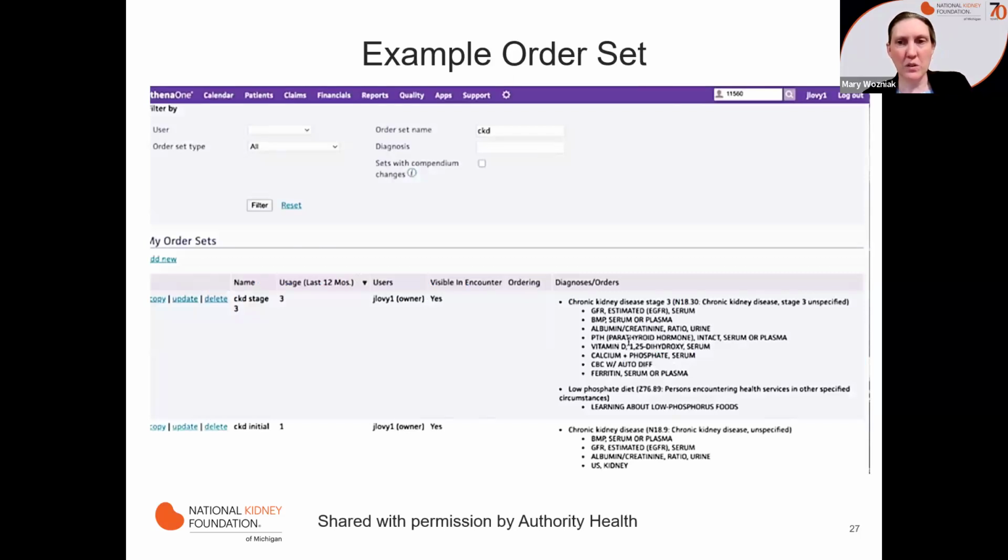Okay, this is one example of an order set that was built by Authority Health, a clinic that we conducted some technical assistance with on this. They've created two different types of order sets in Athena 1. The bottom one is called CKD Initial, which includes the screening tests. CKD Stage 3 gets into more of the labs needed to manage chronic kidney disease, and also adds specific information on nutrition. Any of these order sets, if you're using a best practice alert, should be tied back to that best practice alert in the EMR to make sure it's closing that gap.